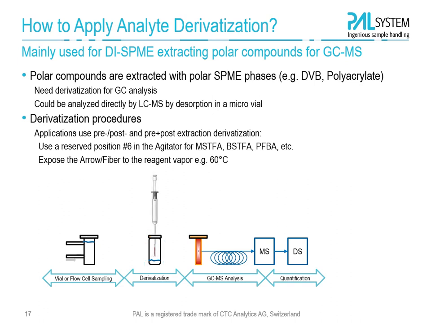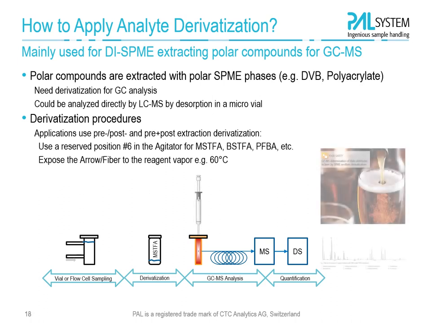After the extraction from the sample, the SPME arrow moves here into the MSTFA vial in the agitator, and it is kept here for the desired derivatization time. After that, finally the arrow is desorbed in the GC injector as usual.